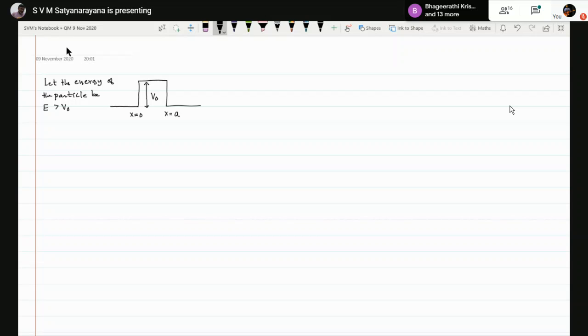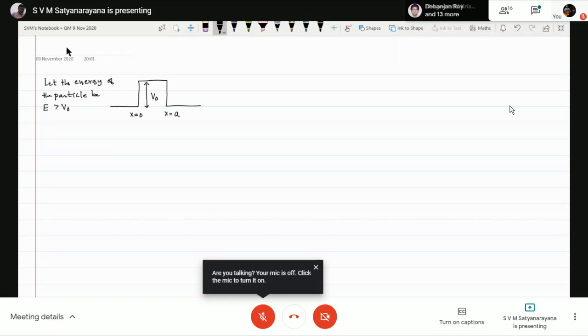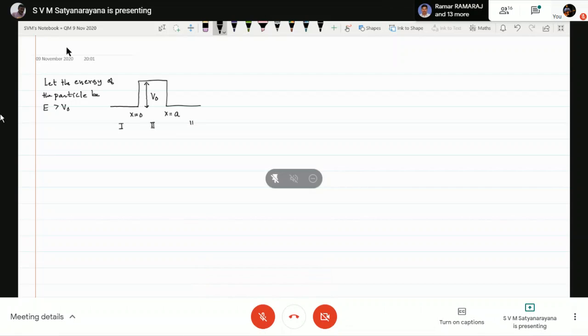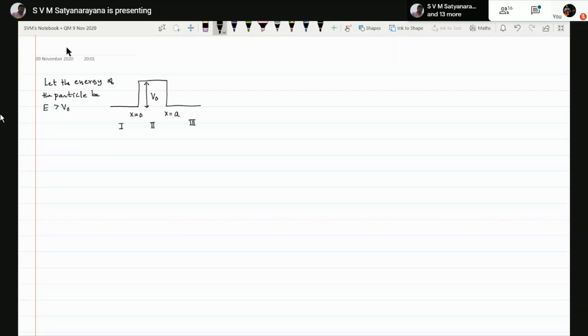Now what happens is, let us note this region as region 1, this region as region 2, and this region as region 3. Now that we have done this kind of problem earlier, we can directly write down the solution of the Schrodinger equation, the wave function, in the different regions.